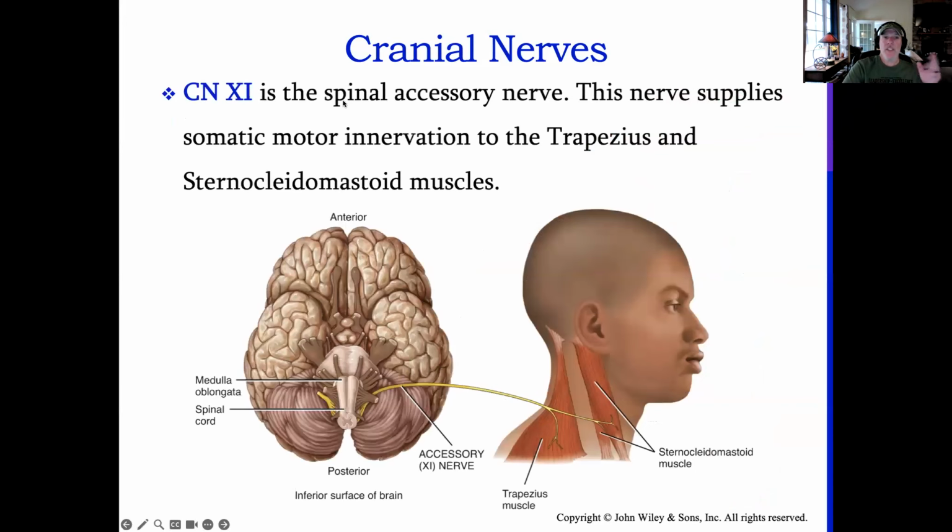Cranial nerve 11 is the spinal accessory, or sometimes you just see it listed as the accessory nerve. It is a motor nerve that is going to supply somatic motor function to the trapezius and the sternocleidomastoid muscles. So that's what that nerve does. It controls these two sets of muscles.